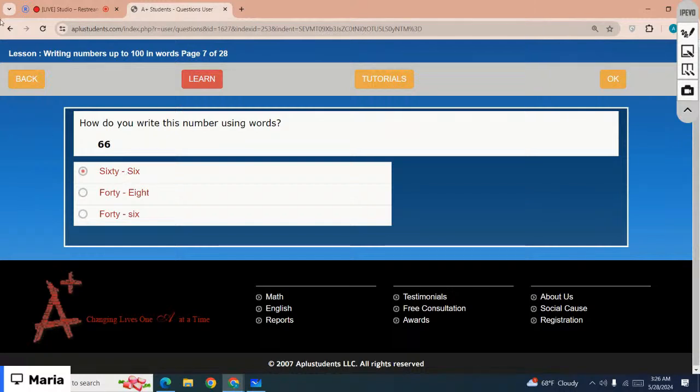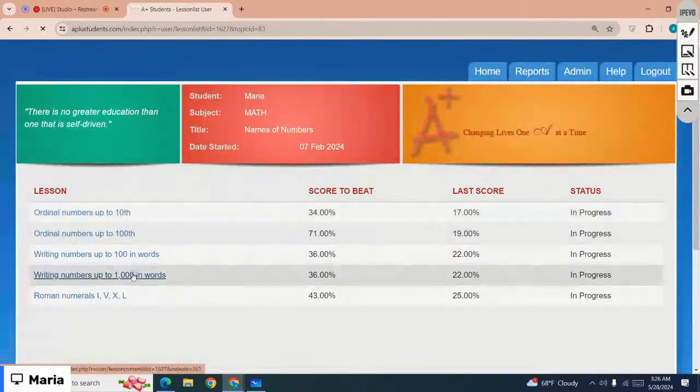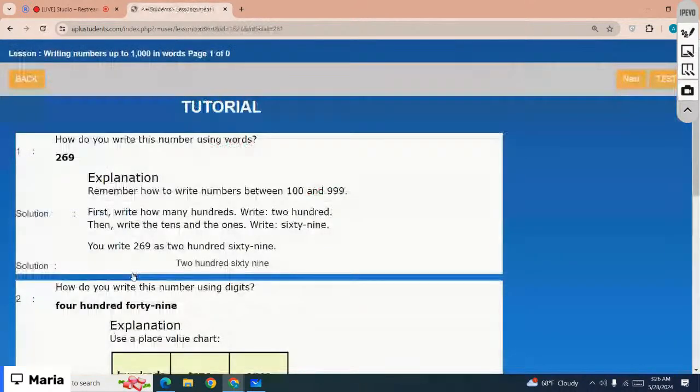Okay, you can complete the lesson by yourself later today. Let me just move on to the next lesson. The next lesson is writing numbers up to 1000 in words. How do you write this number using words?